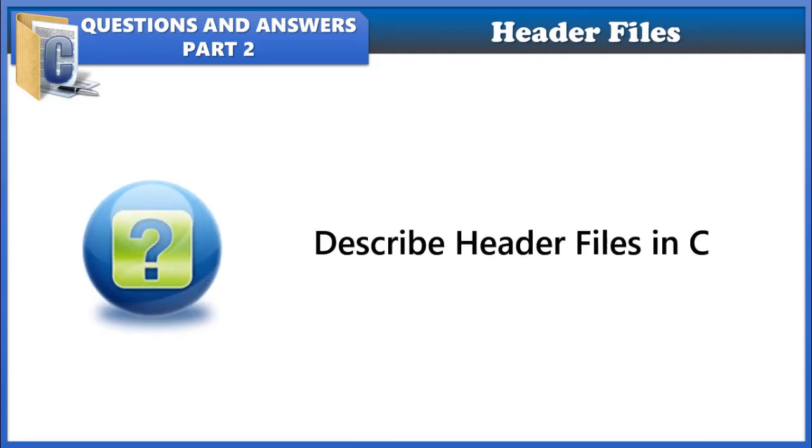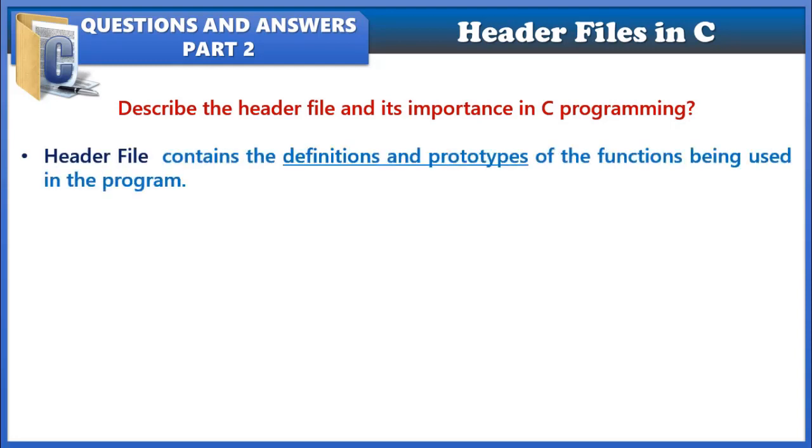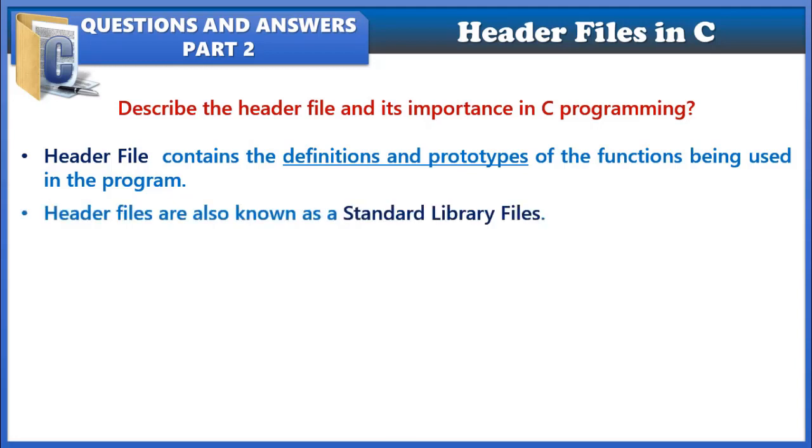So what are header files in C? You may get a question like: describe the header files and their importance in C programming. Header files contain definitions. Definitions means actual code of the function. So it contains definitions and prototypes of the functions being used in the program. Header files are also known as standard library files.